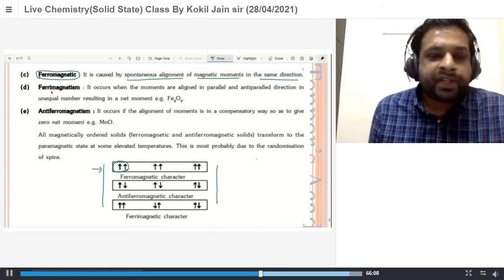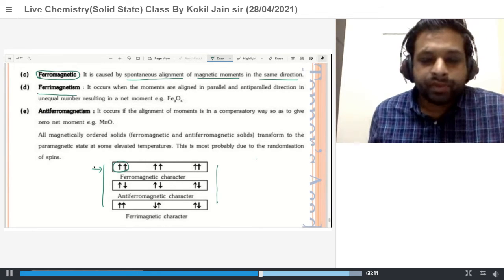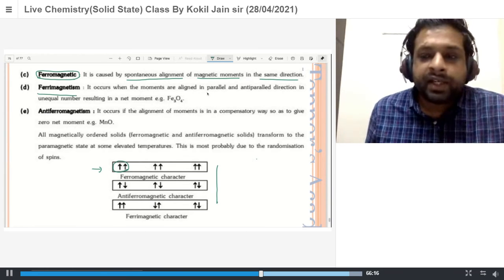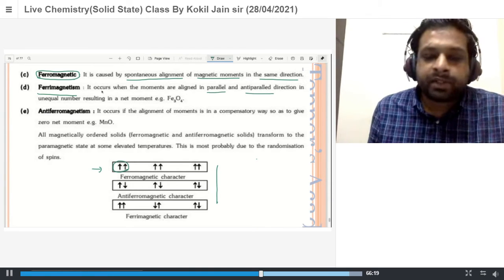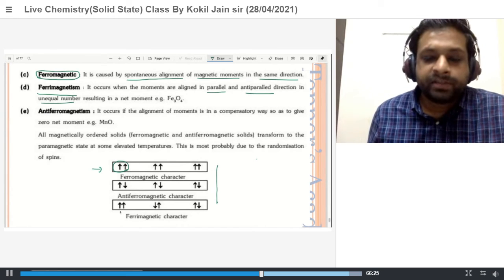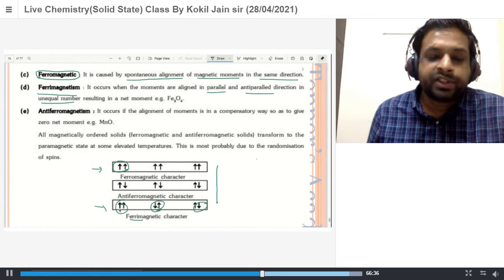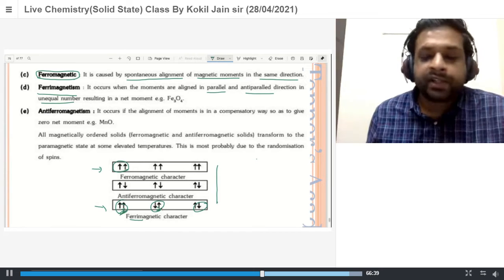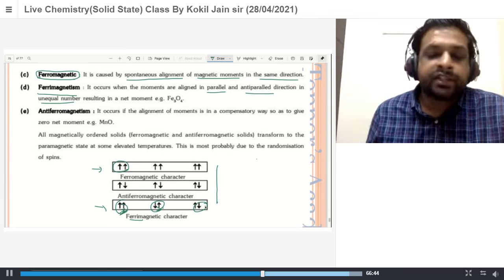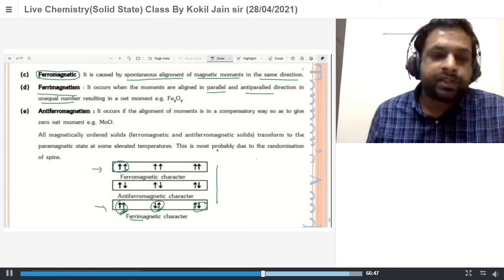In case of ferrimagnetism, moments are aligned in parallel and anti-parallel directions in unequal number. See here the last one, ferrimagnetism. This one is the same direction, these are in anti-parallel direction, and they are not in equal number. Their effective magnetism is not balanced here, so they also show magnetism.